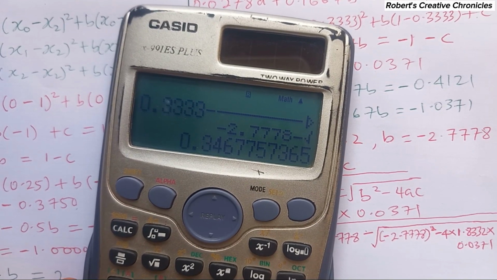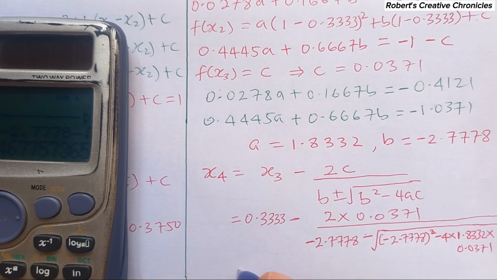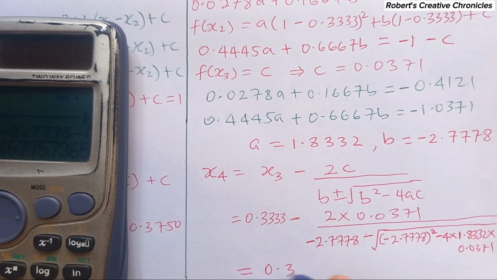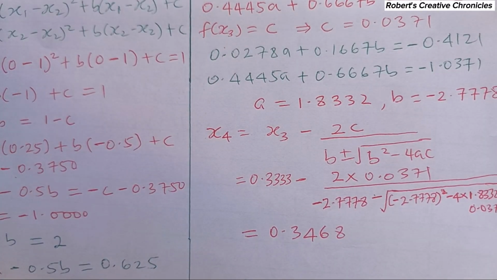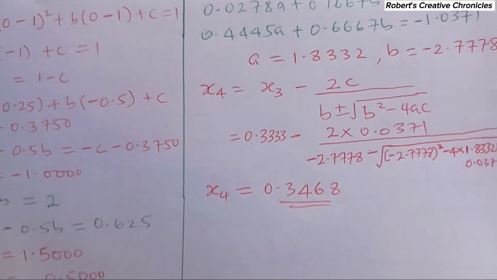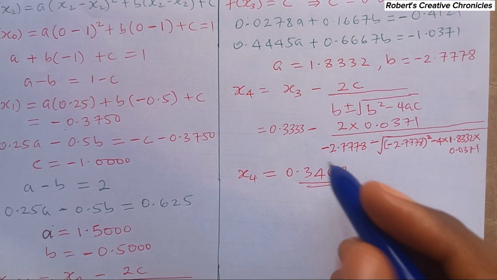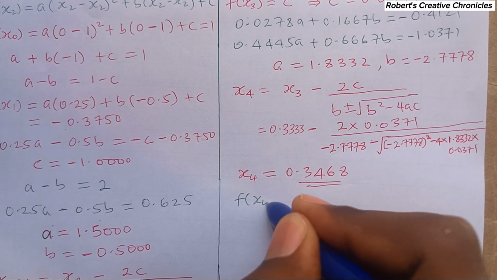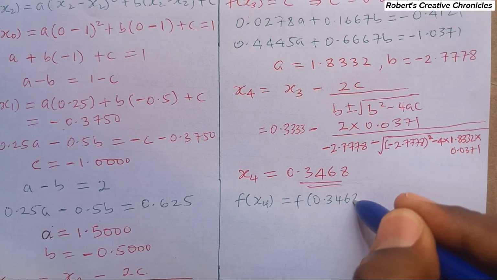This is 0.3468. So x4 is 0.3468. So now again we'll find the function of this. So the function of x4, which is equal to the function of 0.3468.